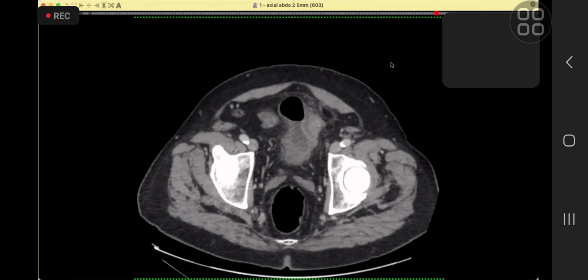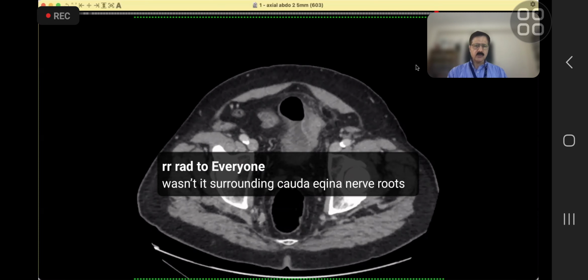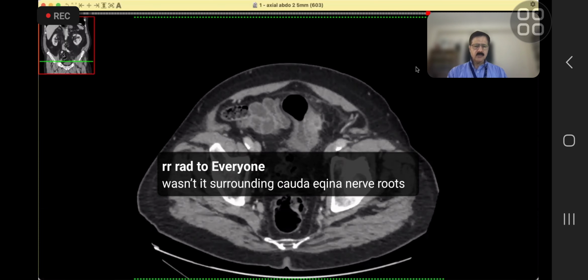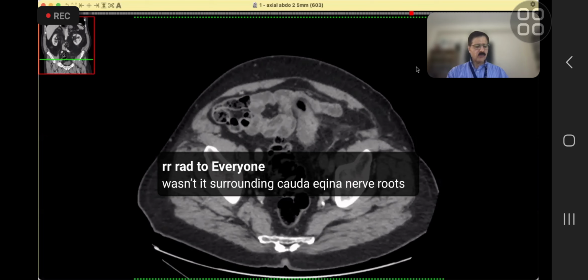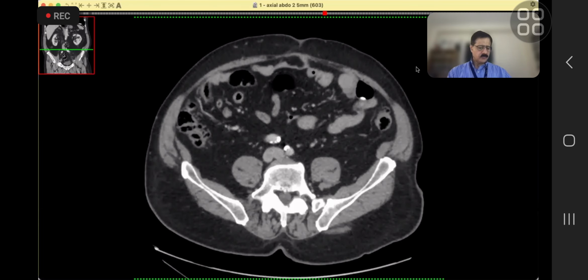Are you intentionally not moving the mouse or are you trying to move the mouse? Yeah. So give me your final conclusion, please.